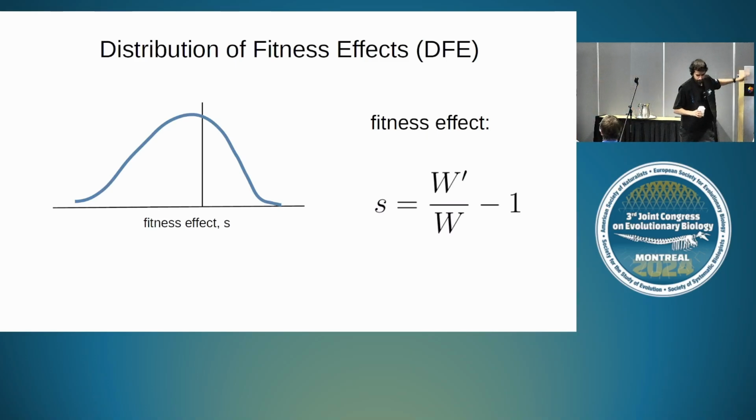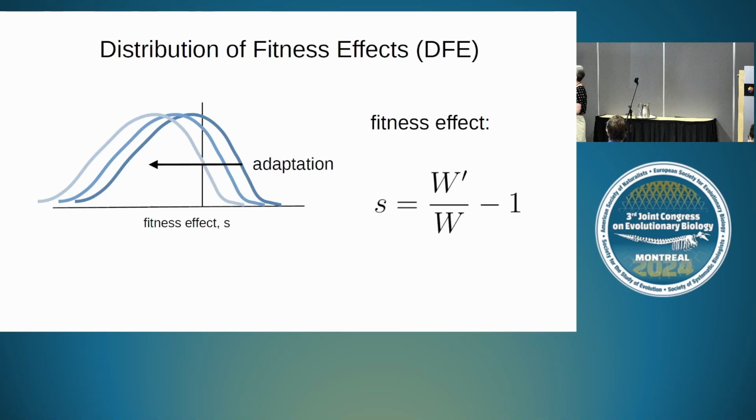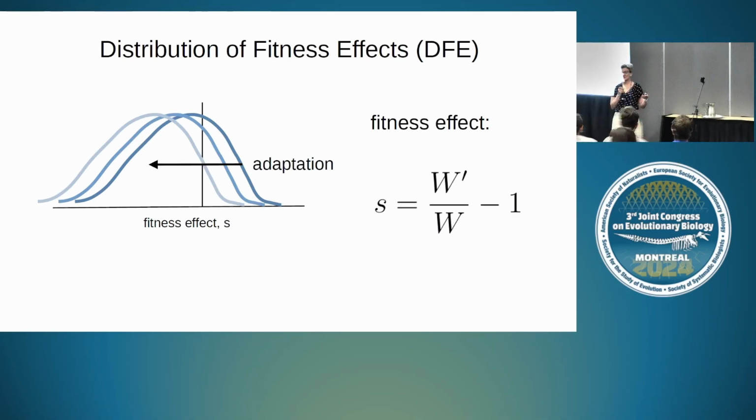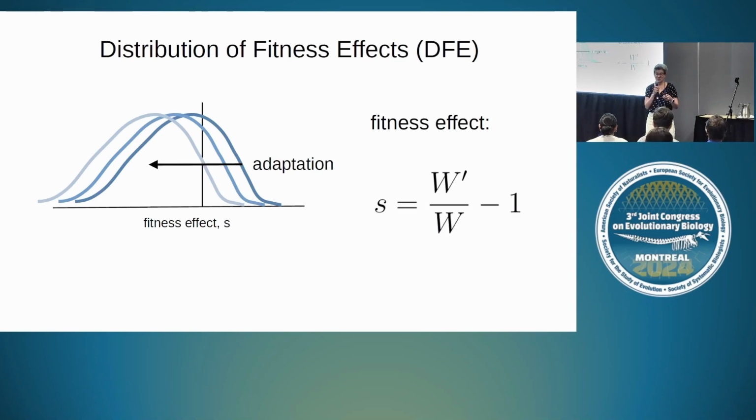Now, the distribution of fitness effects, we all know what this is. It is the probability distribution of the fitness effect of rare mutations, whether they are beneficial or deleterious. We compute the fitness effect in the usual way. And my interest in this was inspired by some puzzling experimental results from my collaborator, Deepak Gashi.